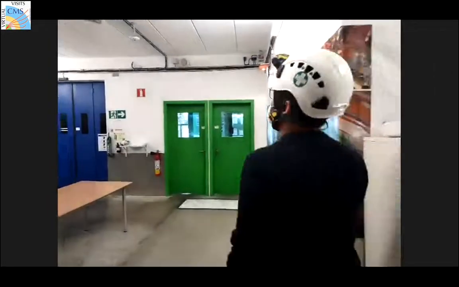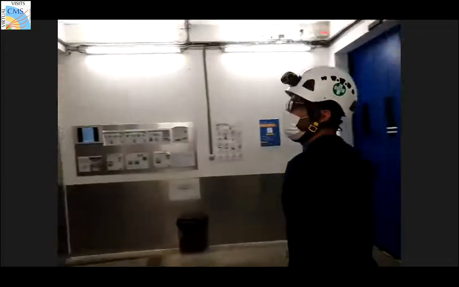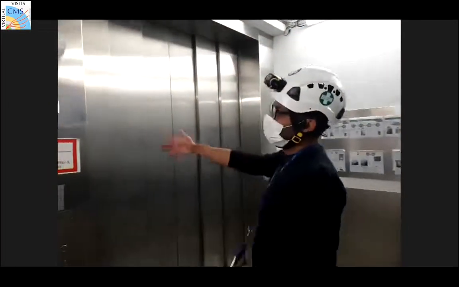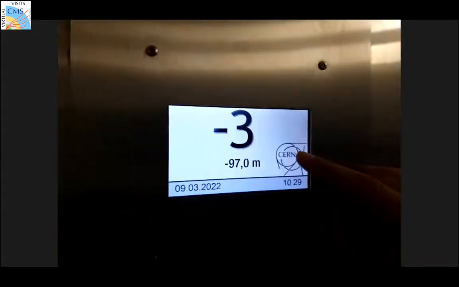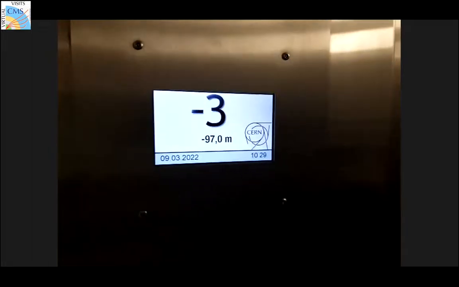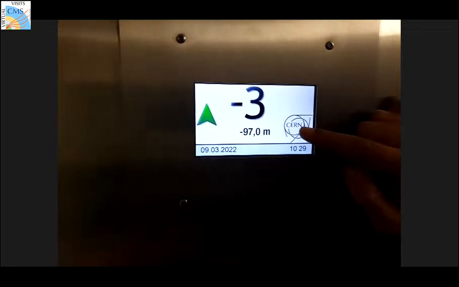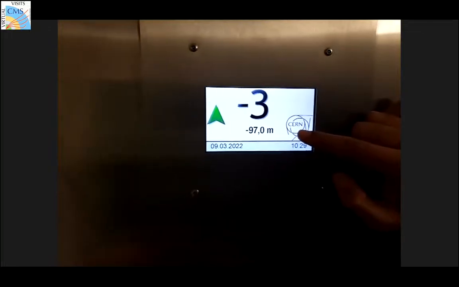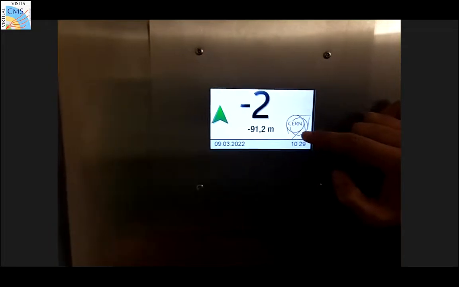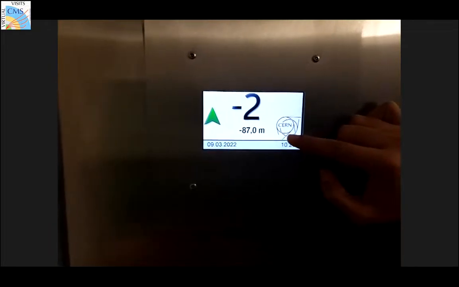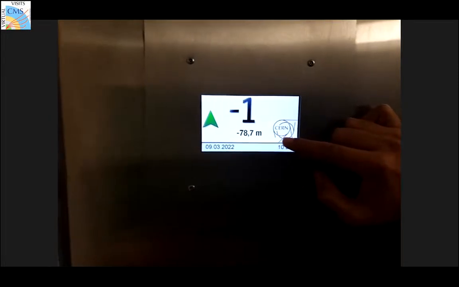So now we are basically entering the area where we have this elevator. And you can see that the elevator is at -3. So there are three levels underground, and -3 is the lowest level, let's say, and it is at -97 meters. So you can imagine that we are going to go down quite deep. And now, since we pressed the button, the lift is coming back up.